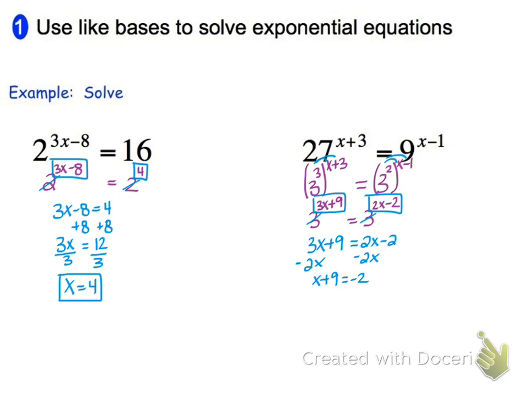So x plus 9 equals negative 2. Subtract 9 from both sides. And in this case, x is negative 11. So by rewriting our equations to have the same base, we're able to then ignore those bases and just solve the equations.